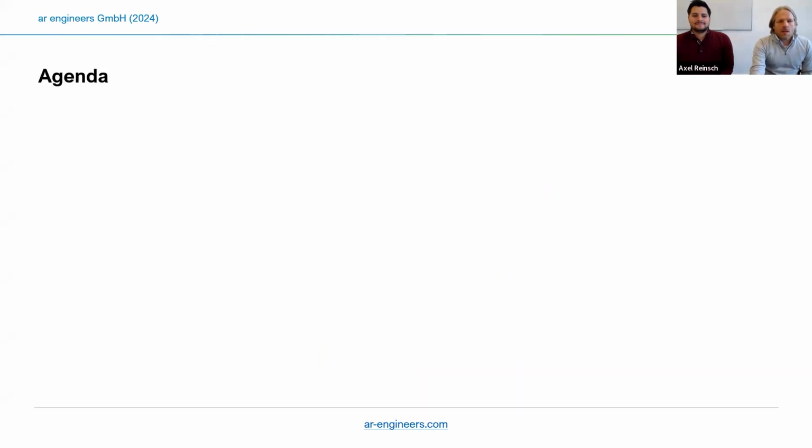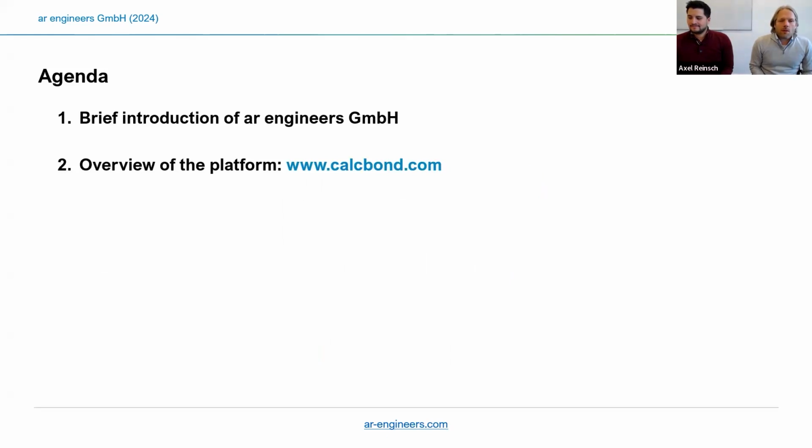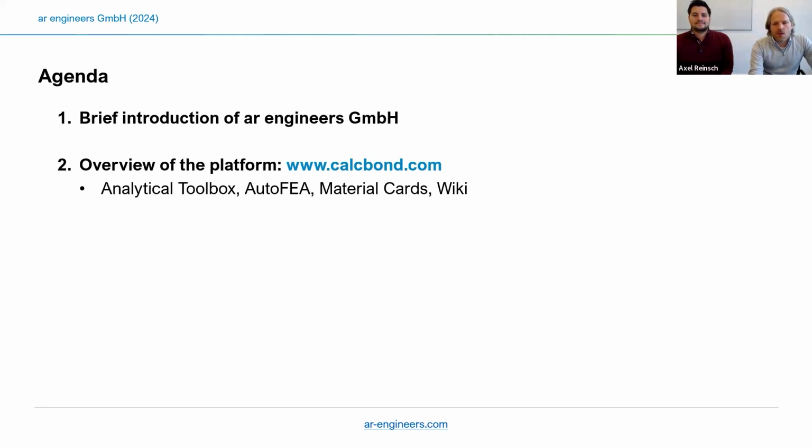Our agenda today is a first brief introduction about AR Engineers and an overview about the platform. I will speak briefly about all the different features and areas we have on the toolbox: the analytical toolbox, the auto FEA area. Those two features we had as webinars, which you can find on our YouTube channel, where we will later post the webinar of today. And of course, the wiki, which is a very great area to research adhesive joint calculation and adhesive joint applications.